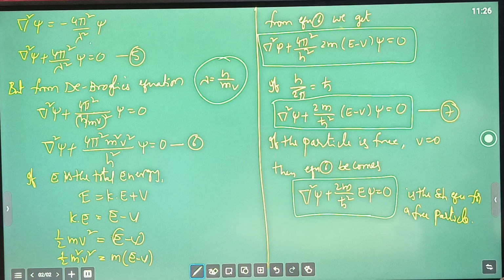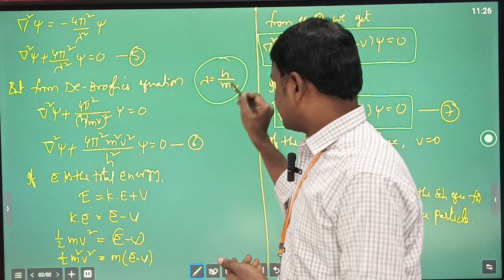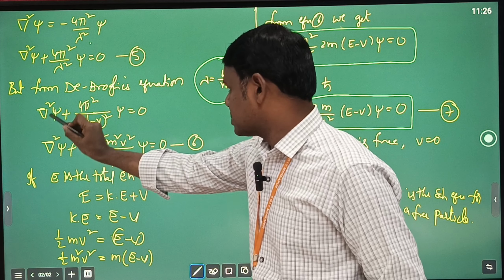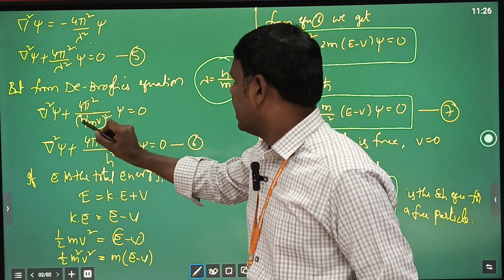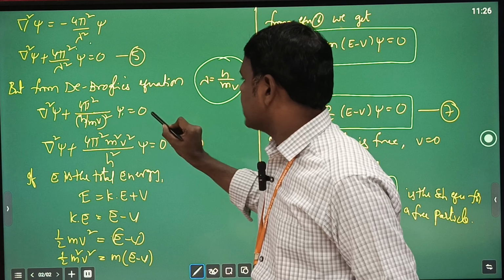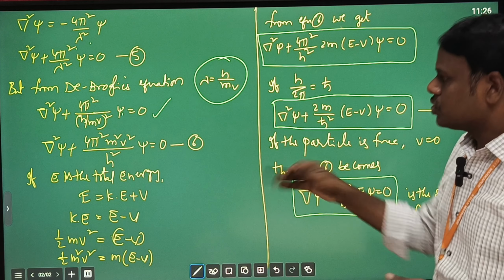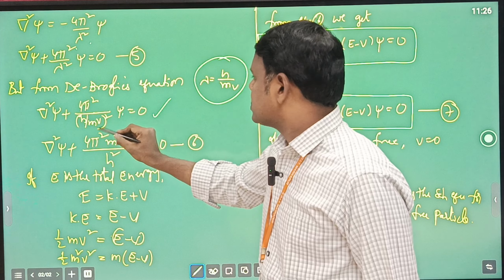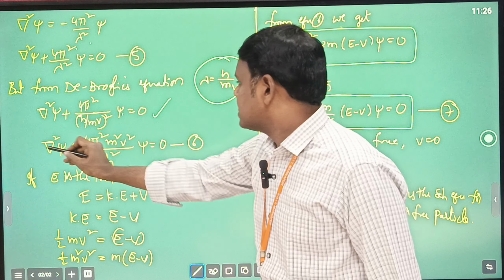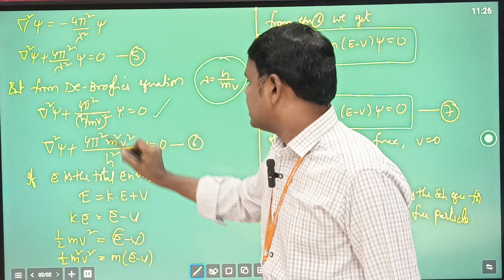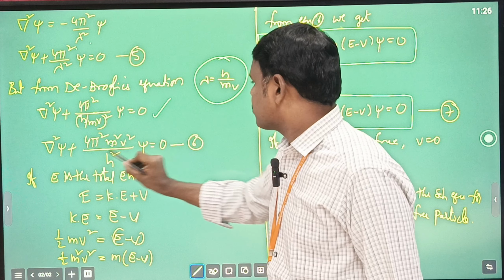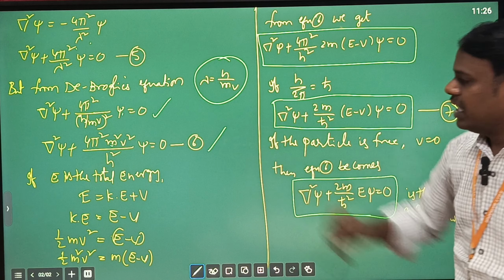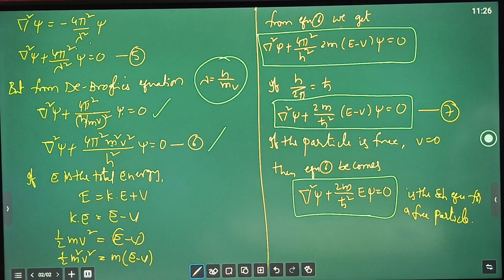But we know that from de Broglie the wavelength λ can be written as λ = h/mv. So simply introduce this value of lambda in equation number 5. We get ∇²ψ + 4π²/(h/mv)² ψ = 0. So ∇²ψ + 4π² m²v²/h² ψ = 0. Let it be equation number 6 for some time.